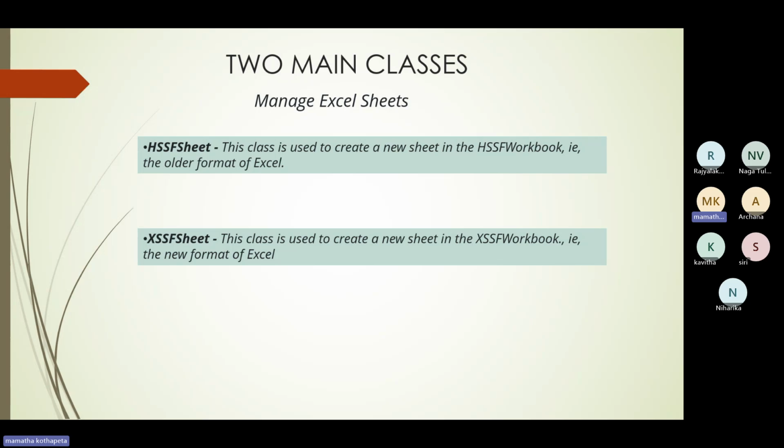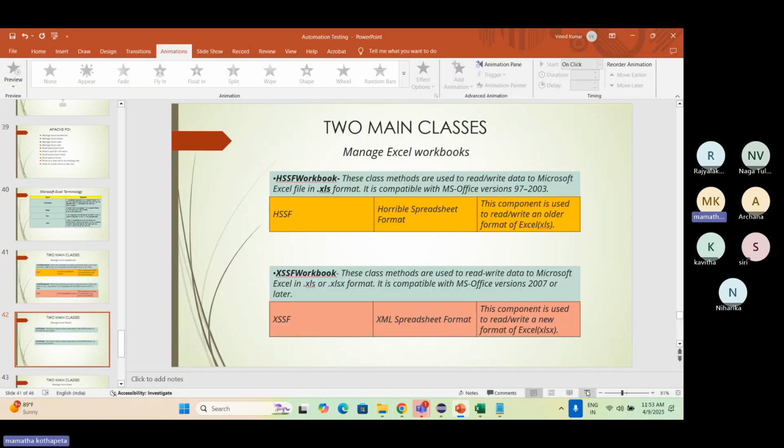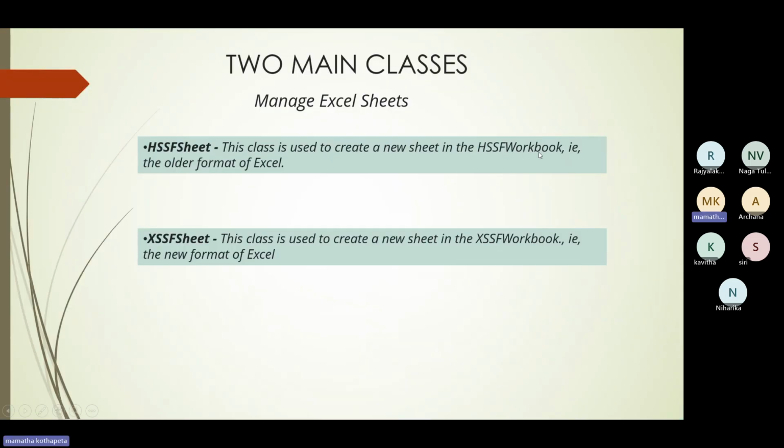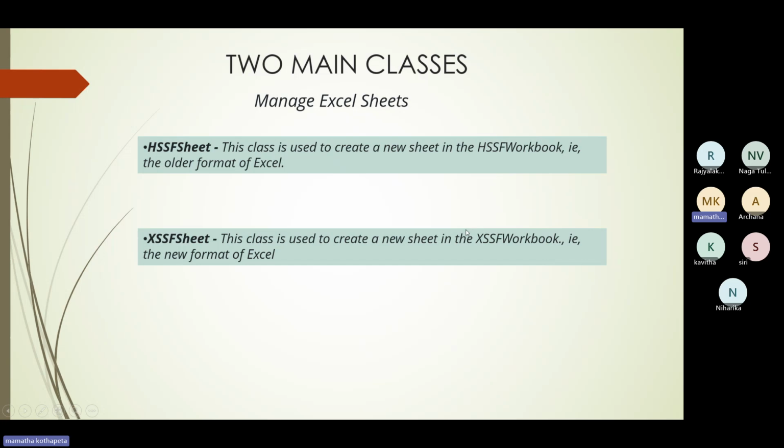We saw what kind of classes we use for the workbook. Now, what kind of classes do we use for the sheets? I have two different classes. One is HSSFSheet, which we use for HSSFWorkbook. Oh my God, we forgot that. Okay. So when we use the HSSFWorkbook, we have to use HSSFSheet to talk to the sheets inside the workbook. But when I use XSSFWorkbook, I have to use XSSFSheet.